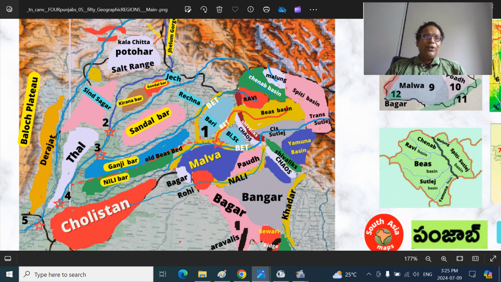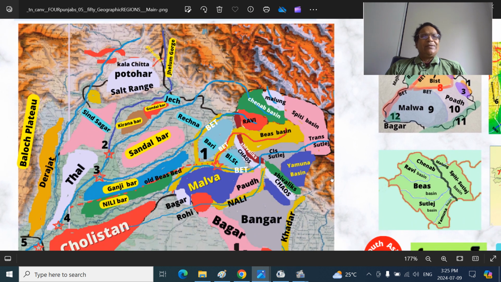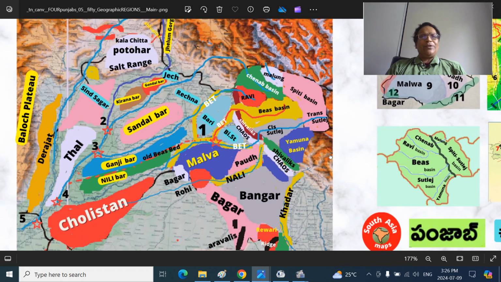There should be 50. Where should we start? Yeah, we'll start with West Punjab, Pashchim Punjab. Before that, you have to know the rivers. So this is the Satluj River.